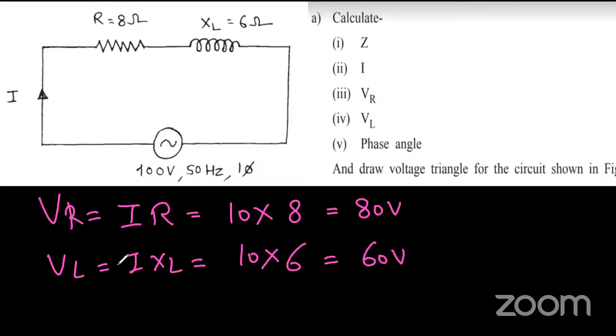Yeah. So after that we'll find the phase angle. How to find the phase angle? Phase angle means phi. There is no direct formula for phi. So to find phi, we should find the power factor. Okay? Sure.